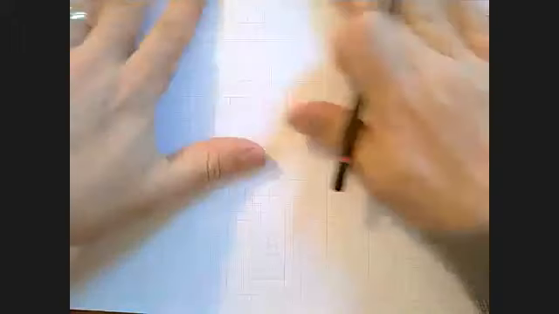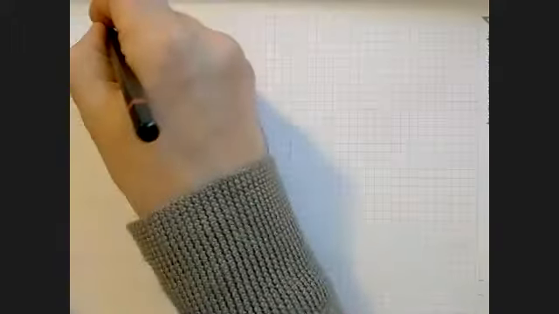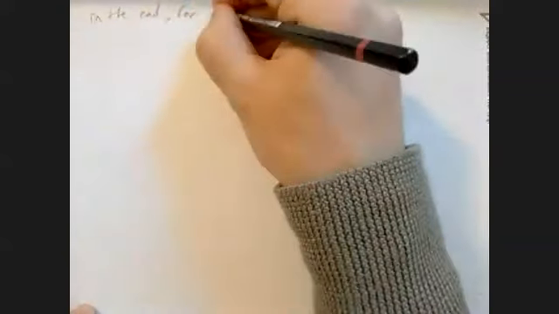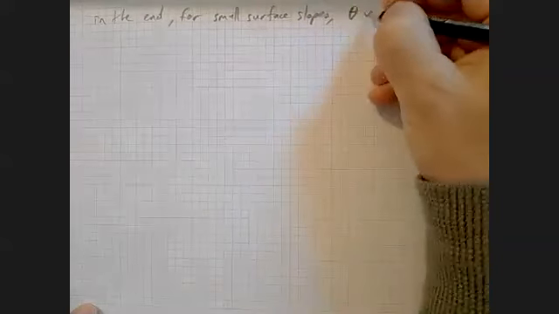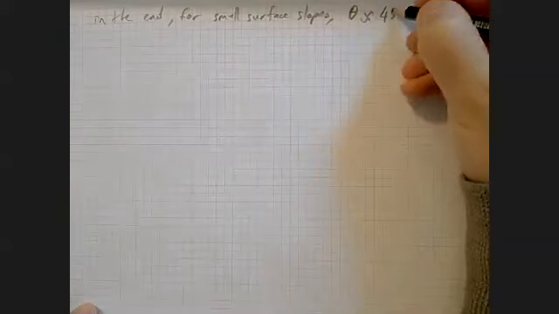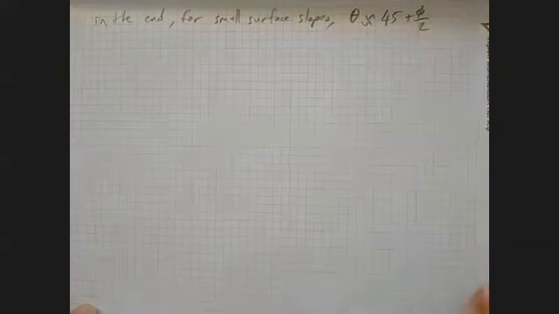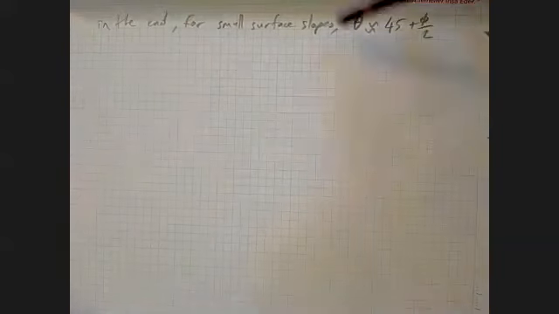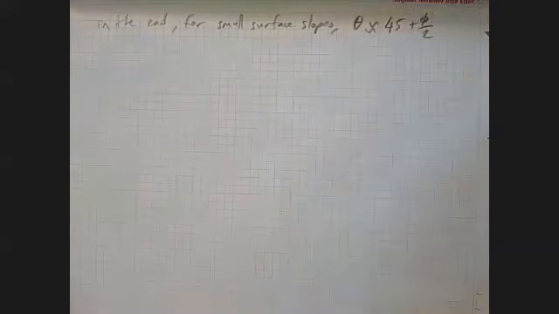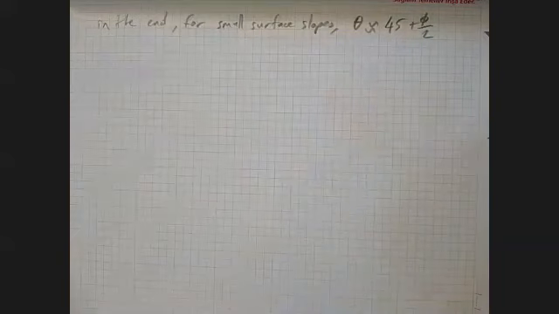But of course, in the end, for small surface slopes, you can still consider theta to be close to phi over 2, 45 plus phi over 2. Actually, if you have a horizontal surface, it will be exactly 45 plus phi over 2.